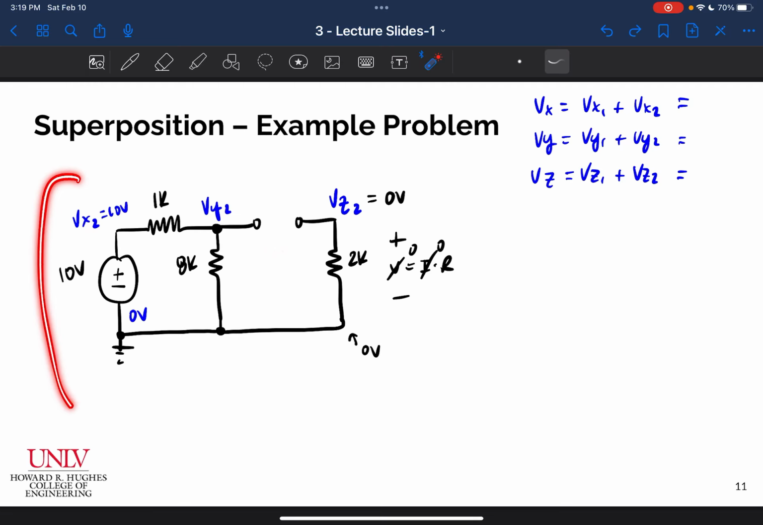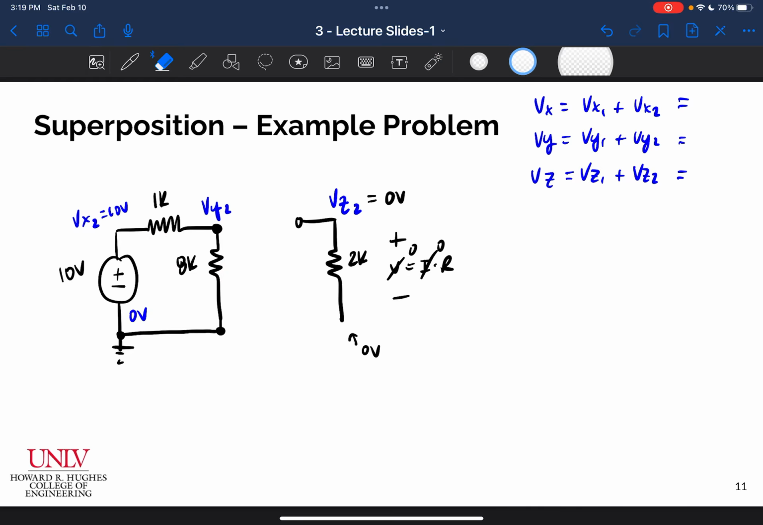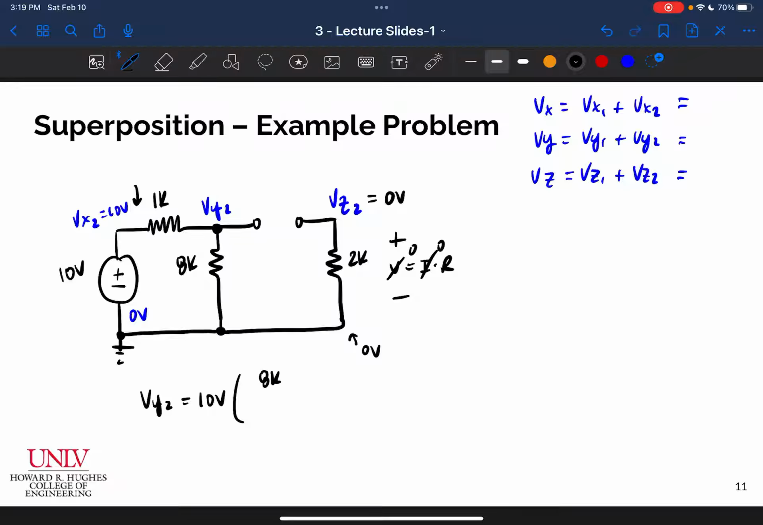So we're really just looking at this portion of the circuit to solve for VY2 because this current is going to be the same as that current. It's basically as if I didn't even have this here, basically just disconnected. So let's go ahead and solve that voltage divider. Our voltage divider tells us VY2 is equal to 10 volts, the voltage here, multiplied by the second resistor, divided by the sum of the two resistors. So basically 8 divided by 9 times 10 gives me 8.889 volts. All right, and that is my VY2.